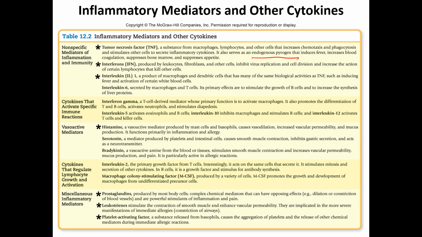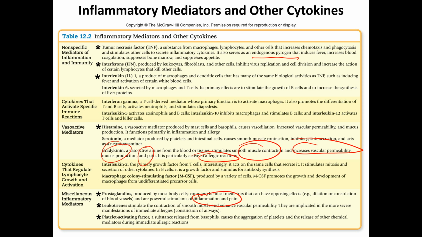Things like bradykinin are involved in pain. They're also involved in vascular permeability, triggering smooth muscle contraction, and involved in allergic reactions. And then you have the prostaglandins. Prostaglandins are involved in inflammation and pain, triggering dilation or constriction of vasculature.